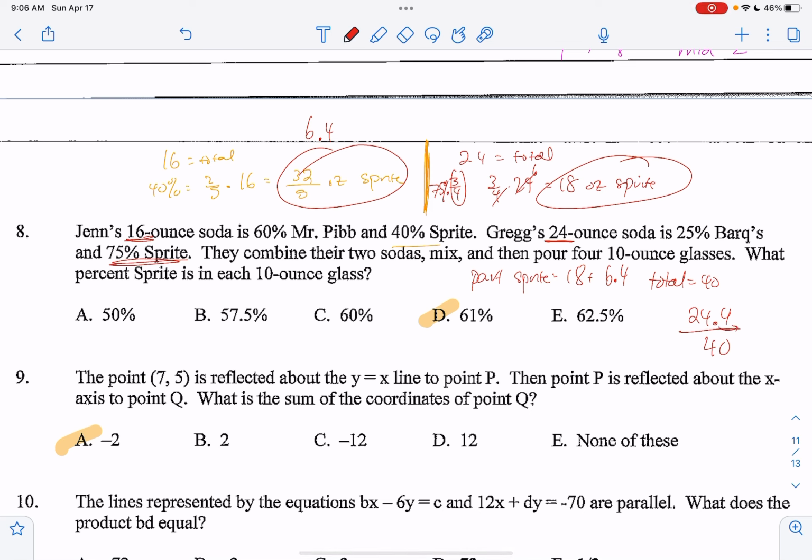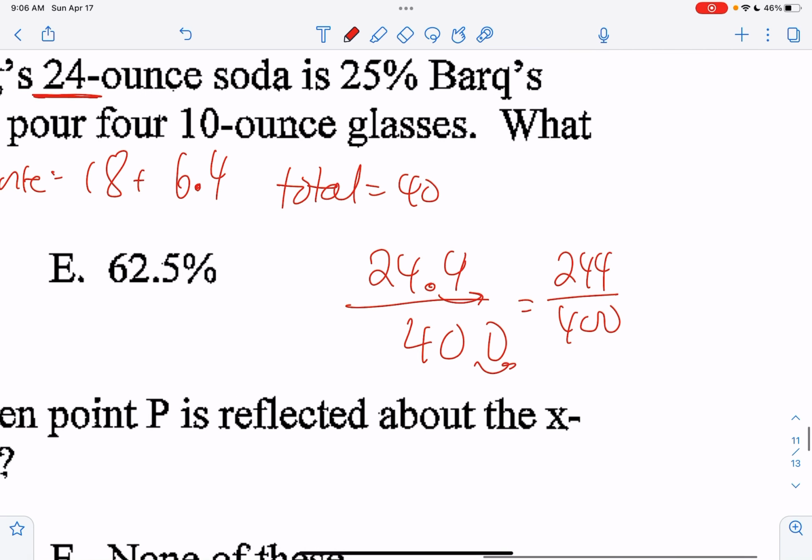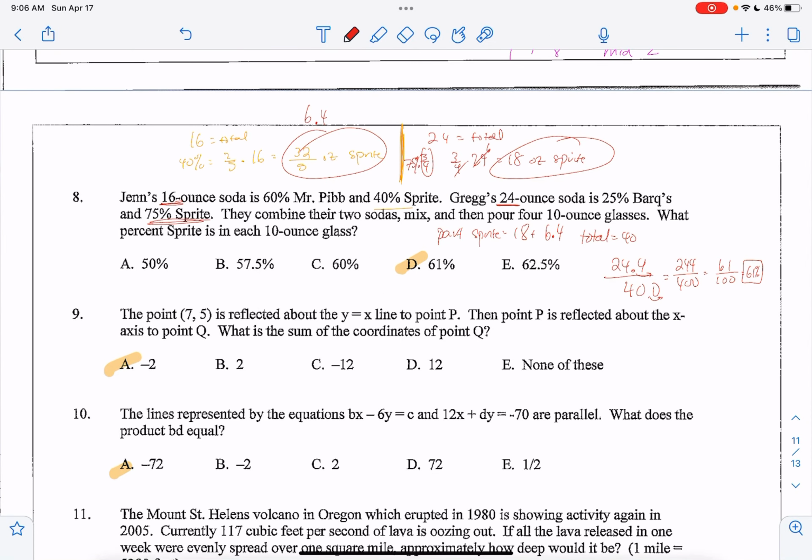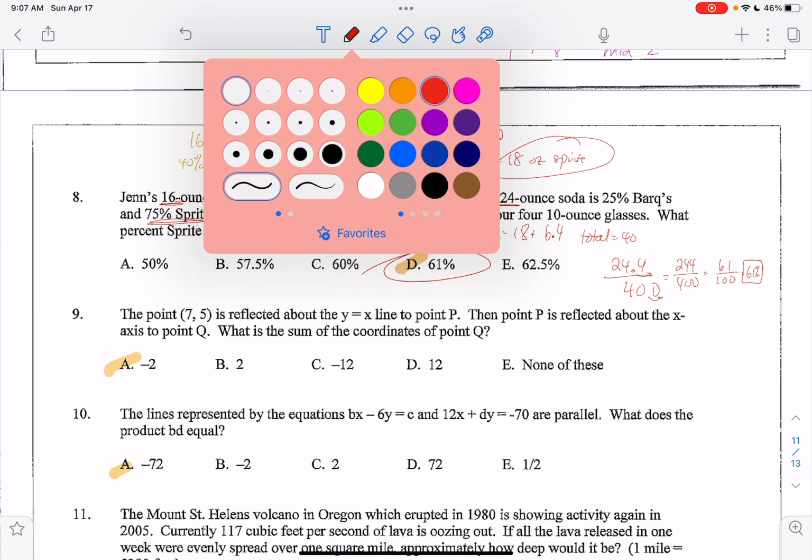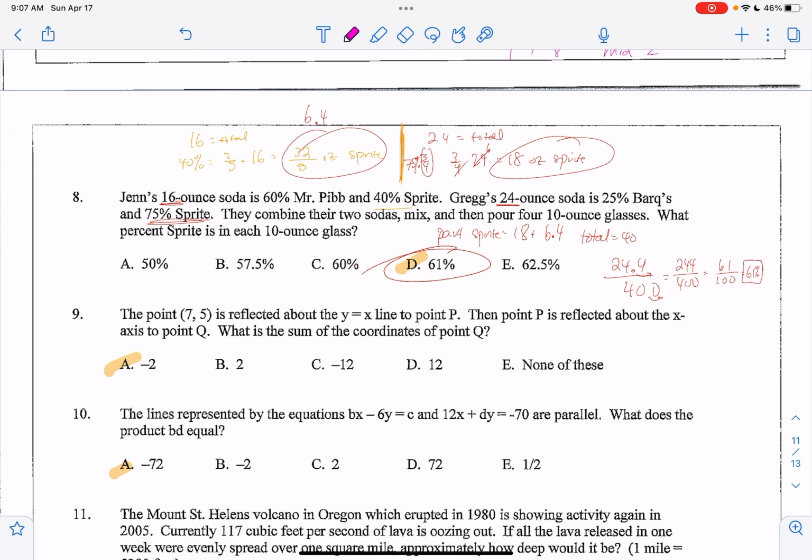So if you move the decimal over, you'll want to simplify 244 over 400. Here, if you divide by 4, you get 61, and that's 61%. So each of the glasses will have 61%, or choice D, Sprite. Here you just do part over the whole.